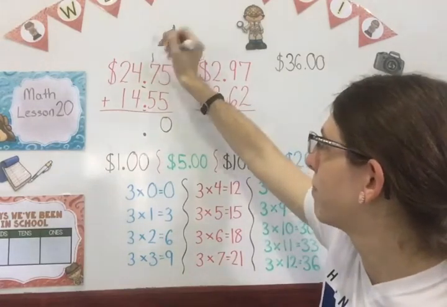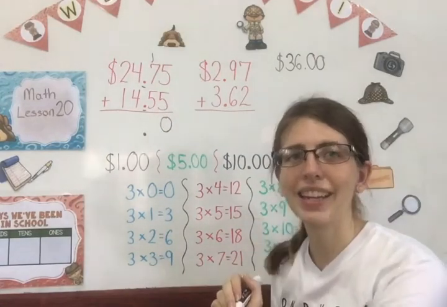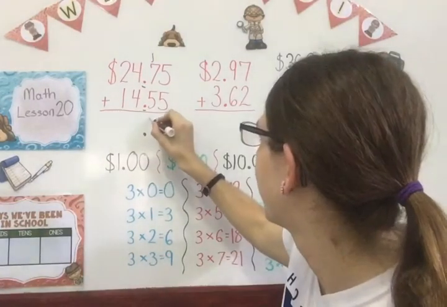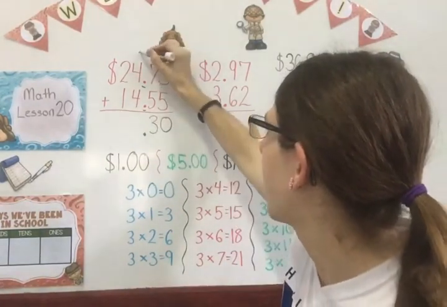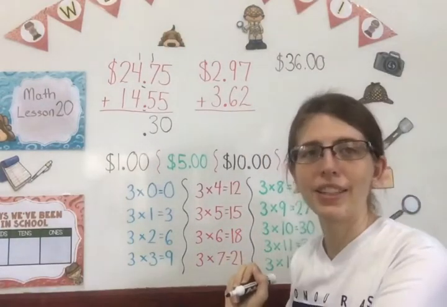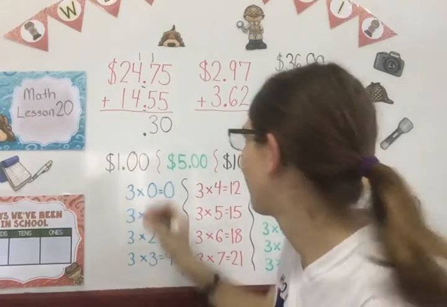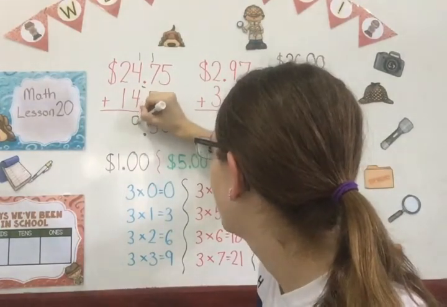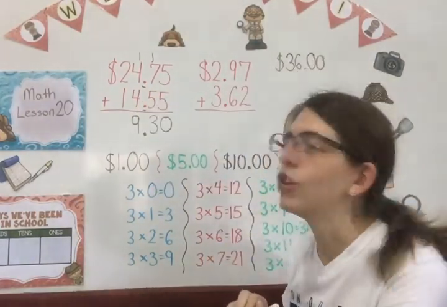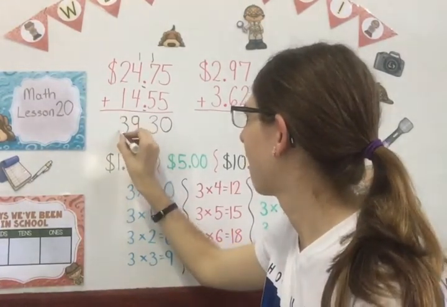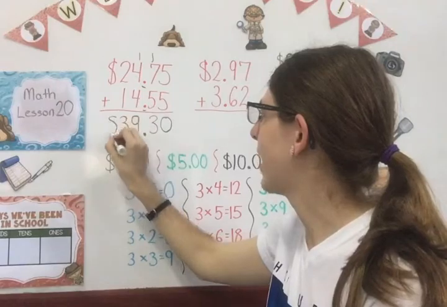Carry my 1. 1 plus 7 is 8, plus 5 is 13. Carry my 1 again. 1 plus 4 is 5, plus 4 more is 9. Nothing to carry. 2 plus 1 is 3. Then I bring my dollar sign down.